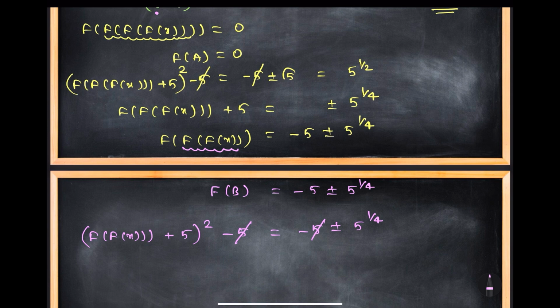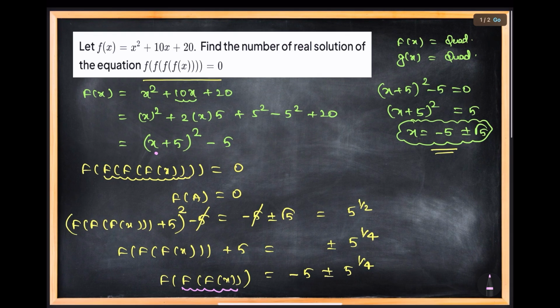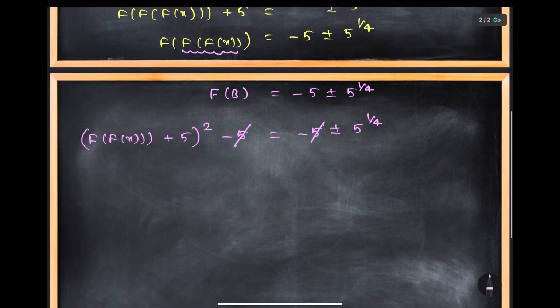This thing is gone. You know that on the left hand side you are having something square. So square of something will always be a positive number if you are dealing with real numbers. So we cannot have a negative number. So the possible case is 5 power 1 by 4.